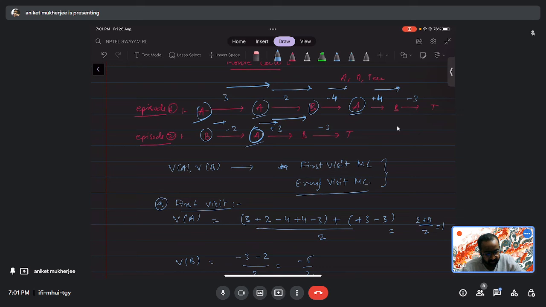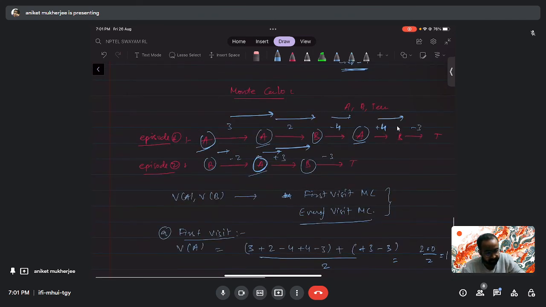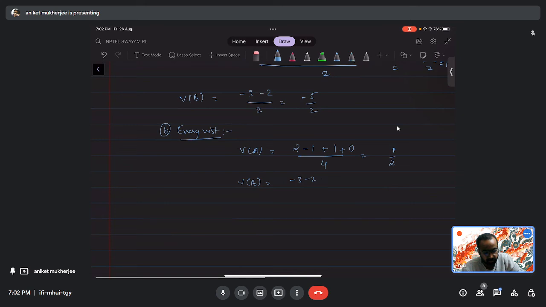Similarly, V(B) also you'll get minus 3, minus 2, minus 3. B is also 4, right? Yeah, 4. Minus 3, minus 3, minus 2, minus 3. Minus 3, minus 2. Okay, minus 3, minus 3, minus 2, minus 3. Minus 3, minus 2, minus 3. Minus 3, 1, by 4.